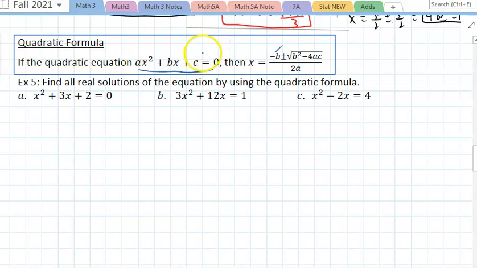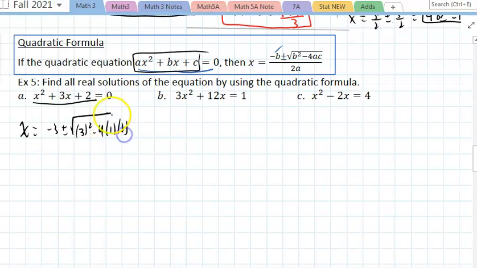To use this, you need to get everything on one side, 0 on the other side. So it is, then you read a, b, and c. A is 1, b is 3, and c is 2. So here x would be negative b plus or minus the square root of b squared minus 4 times a times c, all over 2 times a.